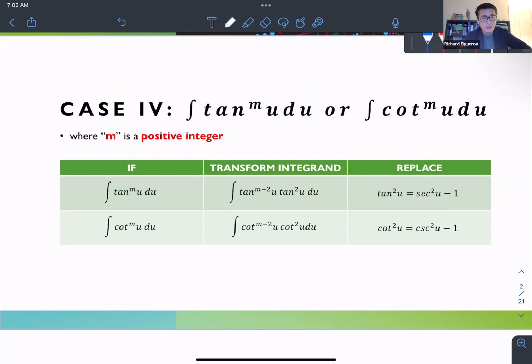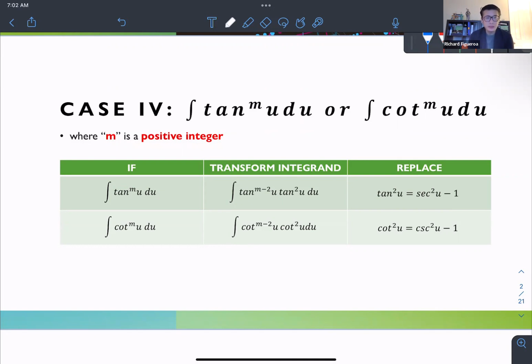For case number 4, 5, and 6, case 4 is about tangent and cotangent. Case 5 is about secant and cosecant. And the last one would be the product of either tangent and secant or secant and cosecant. For case 4, it's not a product. It's just the integral of a tangent whose exponent is more than 1.